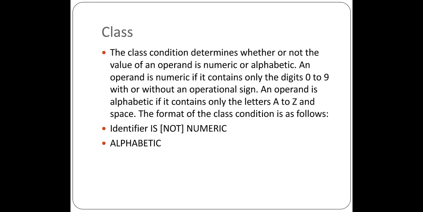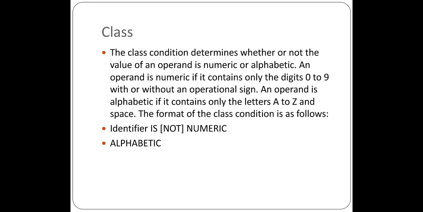So using this general form and passing one of the operand values to this identifier, we would be able to decide whether an operand is a numeric operand or whether an operand is an alphabetic operand. So this is the importance of the class condition.